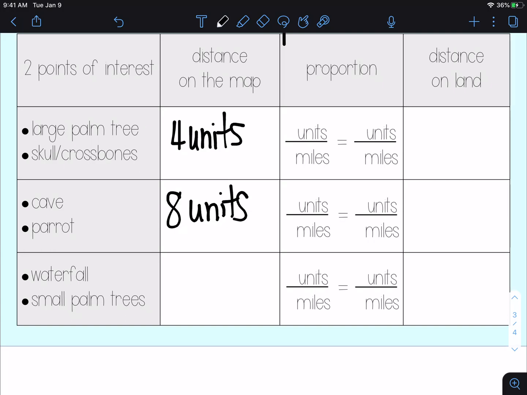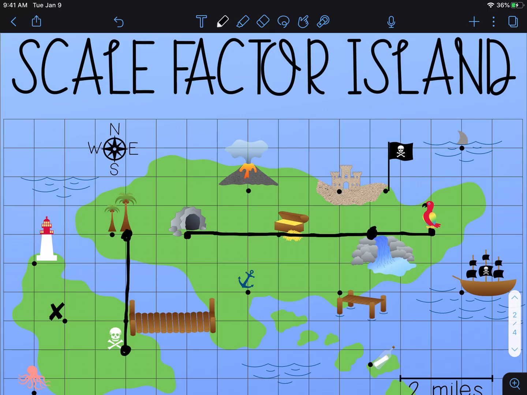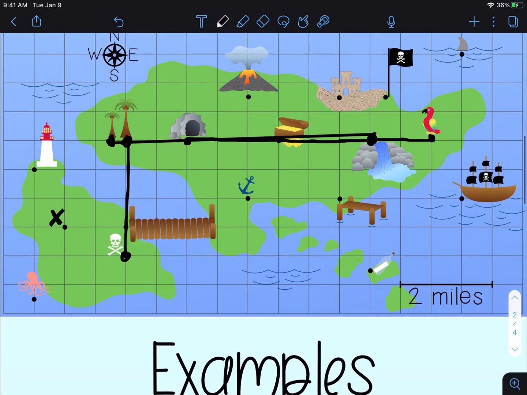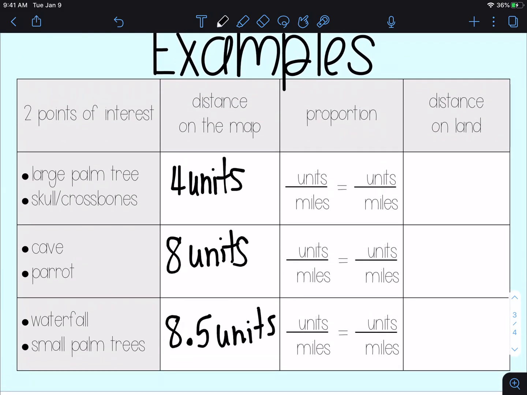And lastly, we have the waterfall and the small palm tree. Here's the waterfall, here's the small palm tree. I'm going to start at the waterfall because that palm tree is kind of floating in the middle. It's not at an intersection of the lines. So I'm going to start at the waterfall and count over 1, 2, 3, 4, 5, 6, 7, 8, and halfway. We're going to call that 8.5. All right, so far we've measured the distance between the 2 points on the map. Pretty easy. Now we have to write proportions.